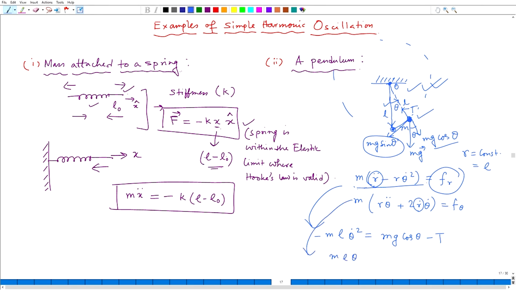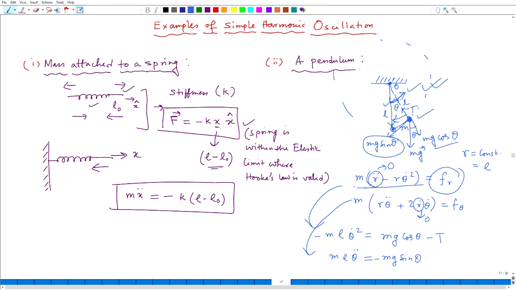and from the other equation I can write m L theta double dot will be equal to, since the other terms are 0, F theta, which is mg sin theta. Now, the theta cap direction is the direction of increasing theta, the anticlockwise direction. When the bob is coming back, the force is in the negative theta cap direction, so that is why there will be a minus sign.